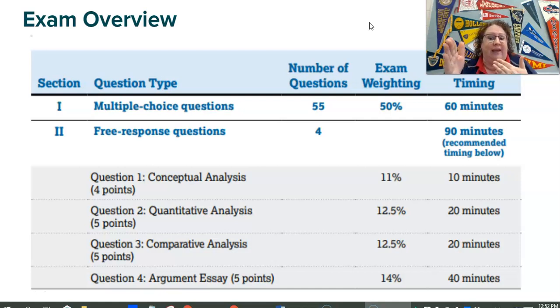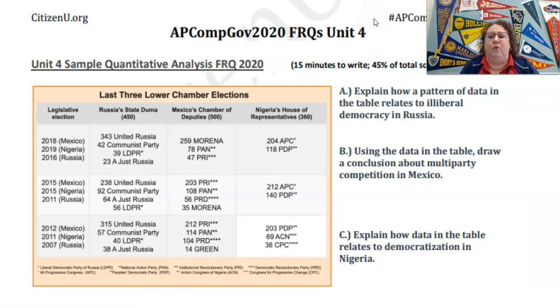Conceptual is more just an idea that we need to know, like economic systems or electoral systems. And then quantitative analysis, we're looking at a data chart, and then we're going to make some kind of choice from that. So let's look at our sample question here.